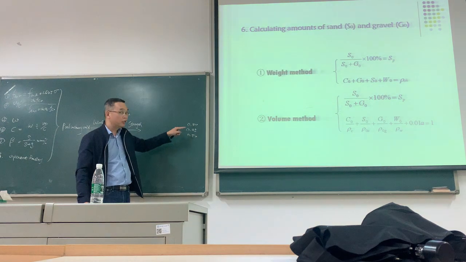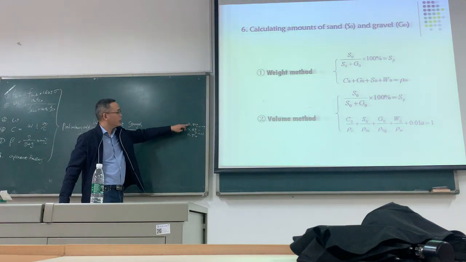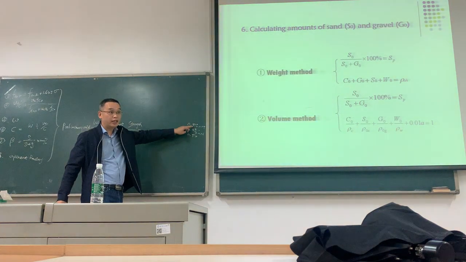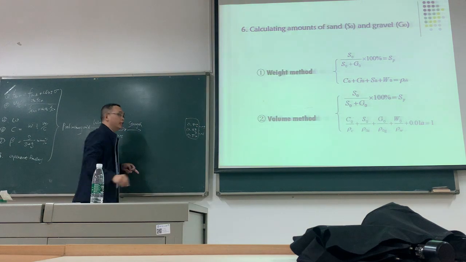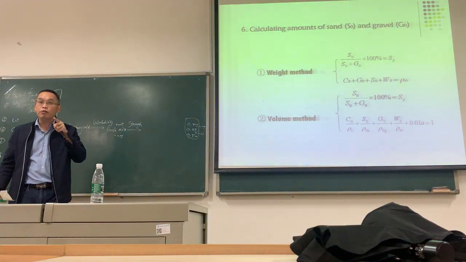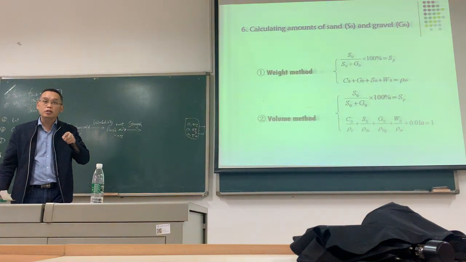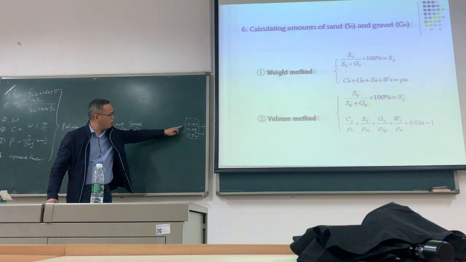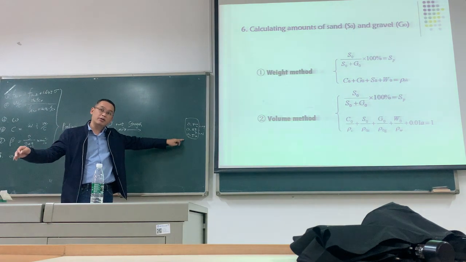And minus 0.05, we get 0.4. So these are the 3 water-binder ratios for the strength check, for the strength evaluation. So why do we need 3 water-binder ratios to check the strength of concrete?